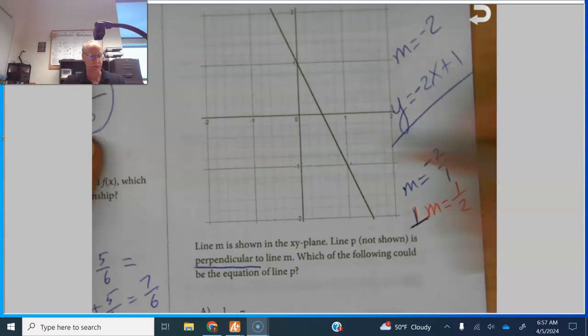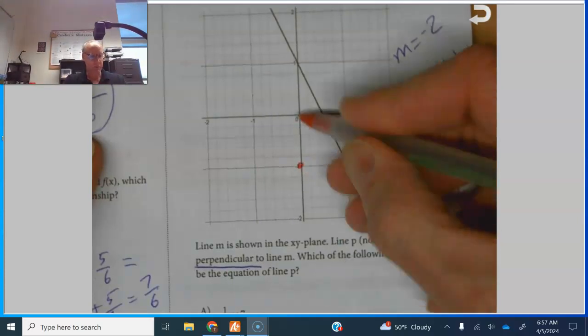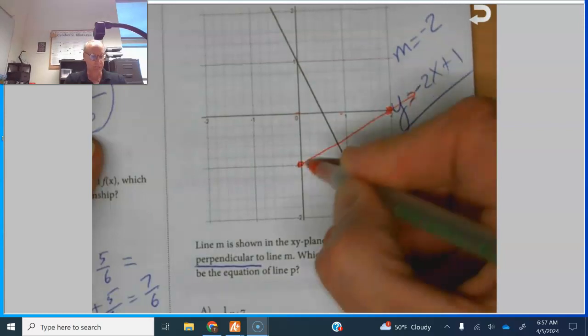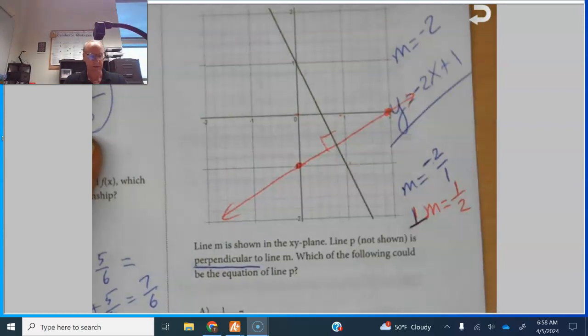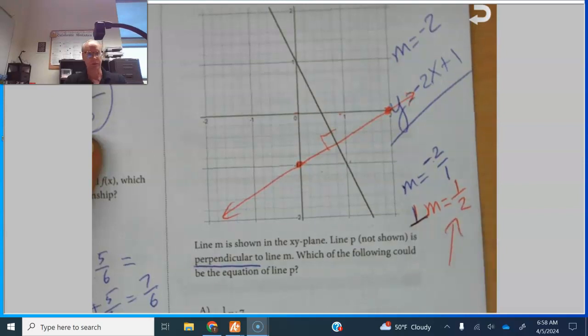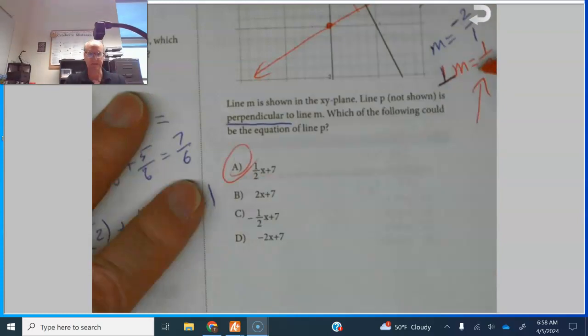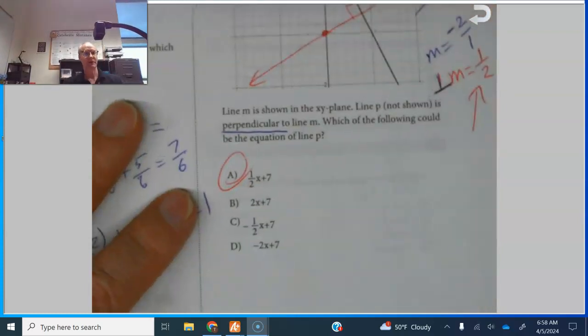Let's see if that's actually true. Put a 1, go up 1, and over 2, and what you're going to see is that this is a perfect perpendicular right here. And of course, this is the slope we're looking for, and it is listed right there, and that's A. We're moving on.